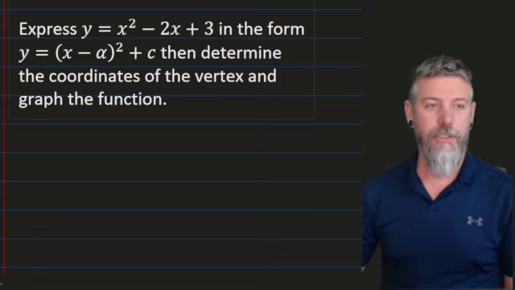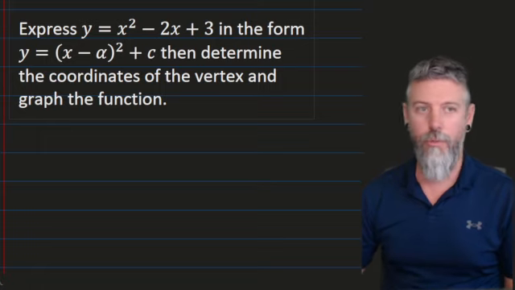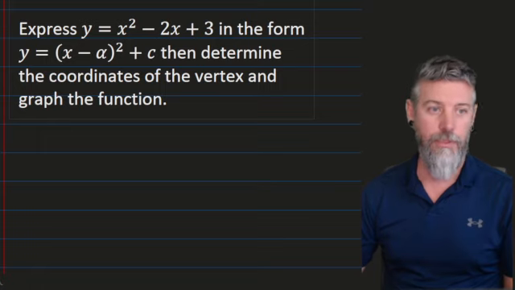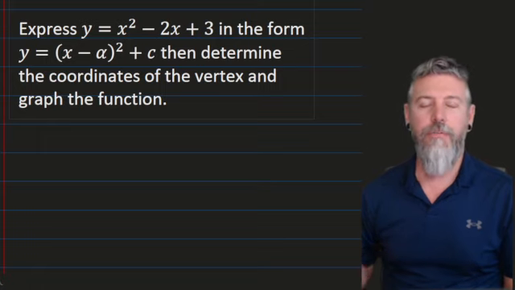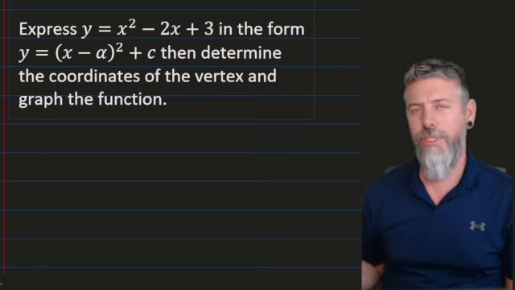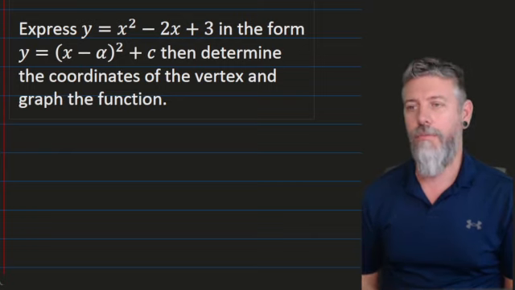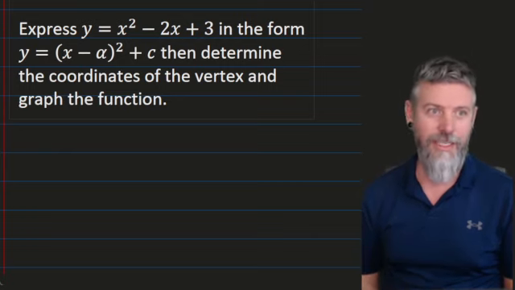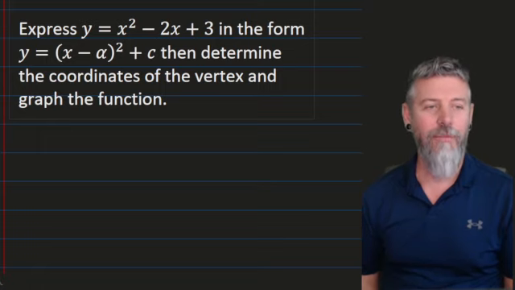So the question here is, express y equals x squared minus 2x plus 3 in the form y equals (x minus alpha) squared plus c, then determine the coordinates of the vertex and graph the function. Okay, seems pretty straightforward. There are a few things that we need to do here. So let's get cracking.